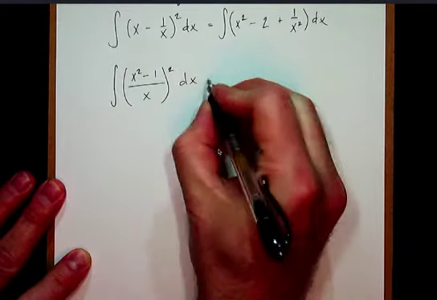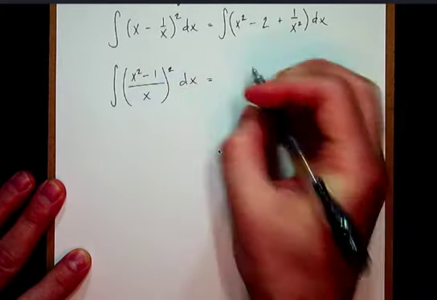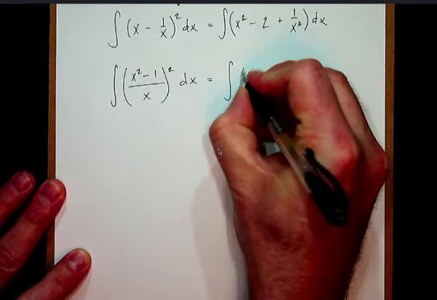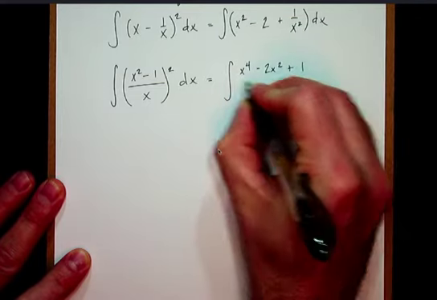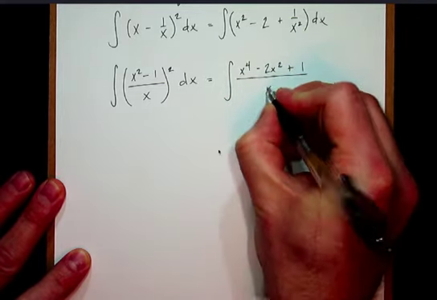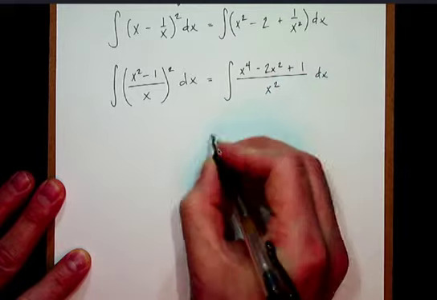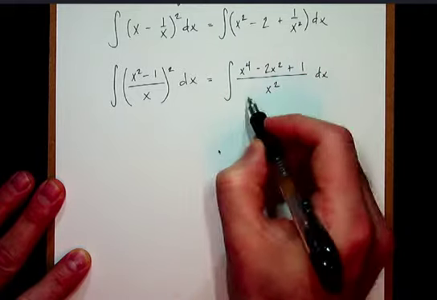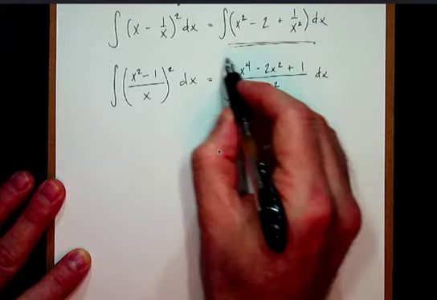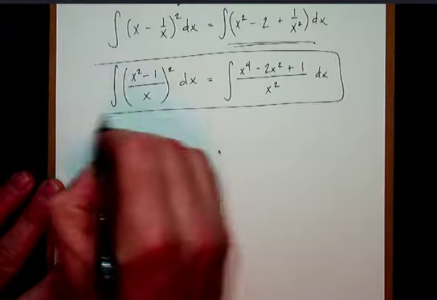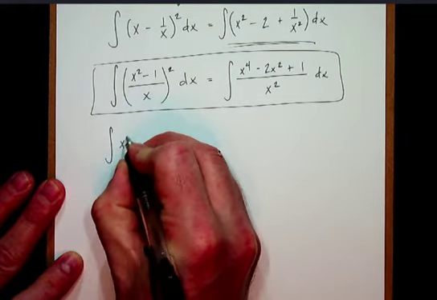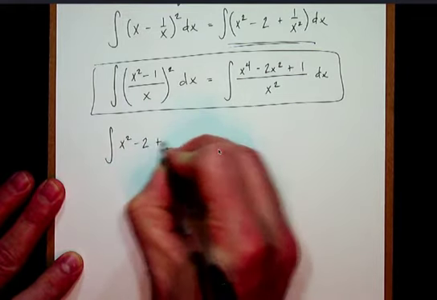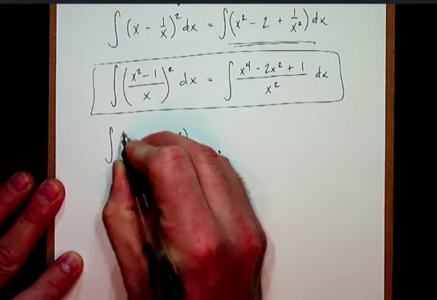And if I were to FOIL that numerator, I would get x to the fourth minus 2x squared plus 1. And if you were to square the denominator, you get x squared. And if you were to then simplify this, you would get that as well, okay? So either way you want to do it, you're going to get basically the integral of x squared minus 2 plus x to the minus 2 dx.